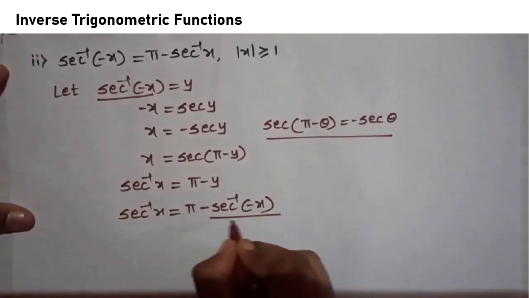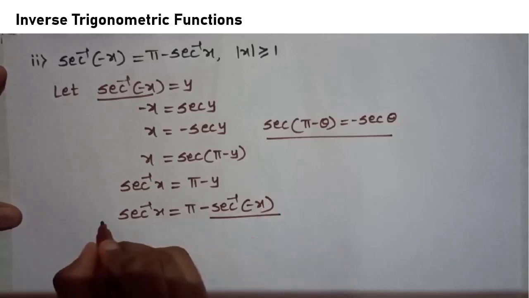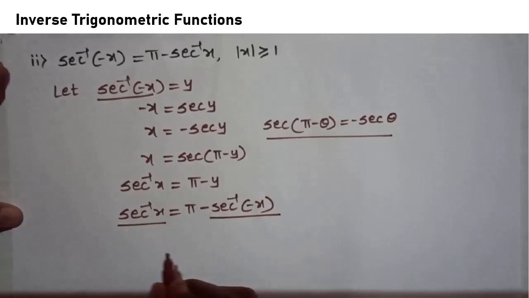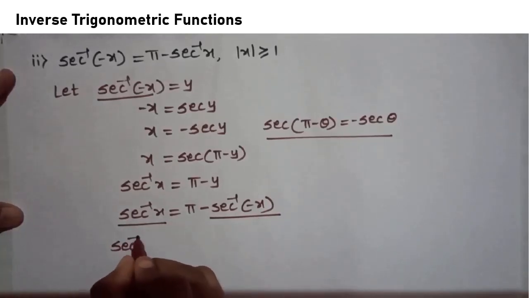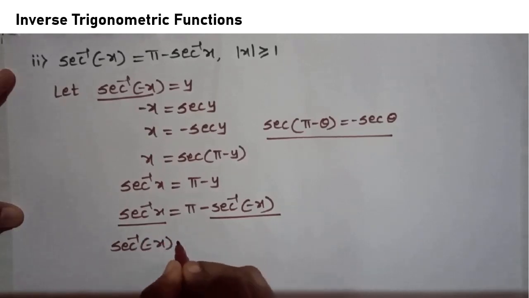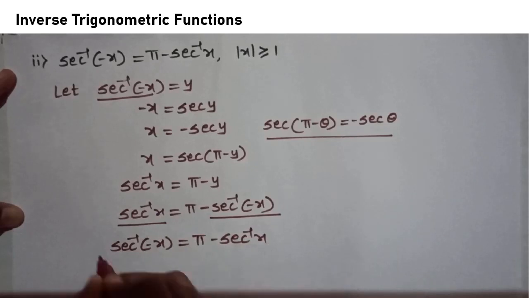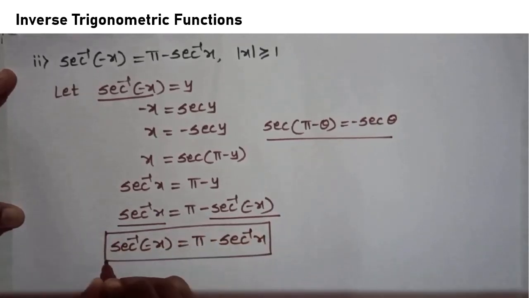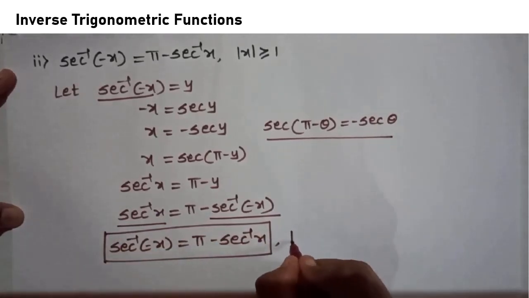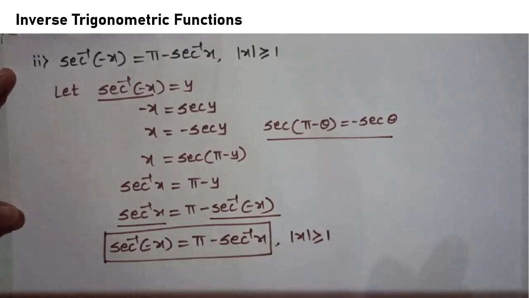Therefore, send this secant inverse of minus x this side and secant inverse x that side. So, we are getting the property secant inverse of minus x is equals to pi minus secant inverse x. What is your x here? Mod x should be greater than or equal to 1. This is about secant inverse of minus x is equals to pi minus secant inverse x.